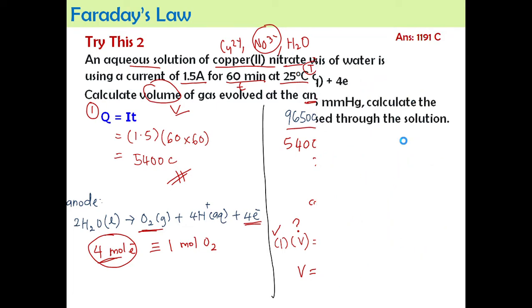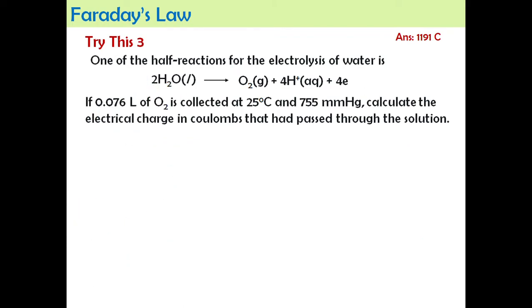Kita teruskan dengan try this 3. Okay, jadi yang ini, kenapa saya letak soalan ini? Kalau kita baca this question, is actually quite different lah from the previous question. So, this is the half reaction for electrolysis of water. If this volume of oxygen gas is collected. Jadi, soalan dah bagi amount of product.